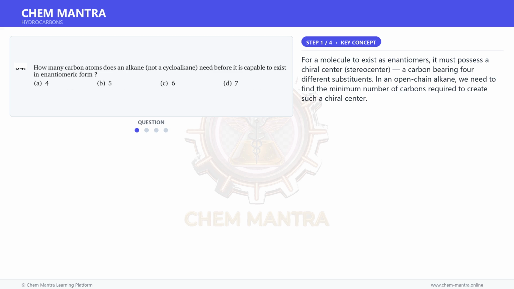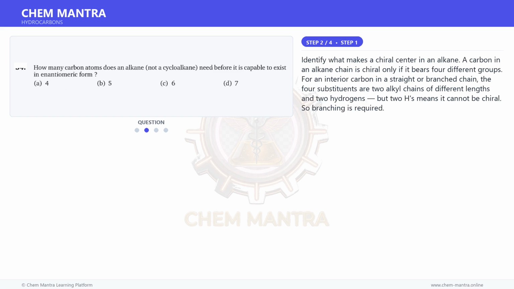For a molecule to exist as enantiomers, it must possess a chiral center, a stereocenter, a carbon bearing 4 different substituents. In an open-chain alkane, we need to find the minimum number of carbons required to create such a chiral center.